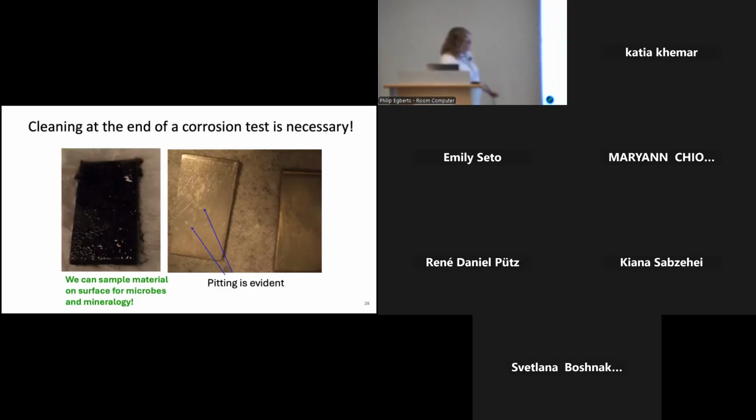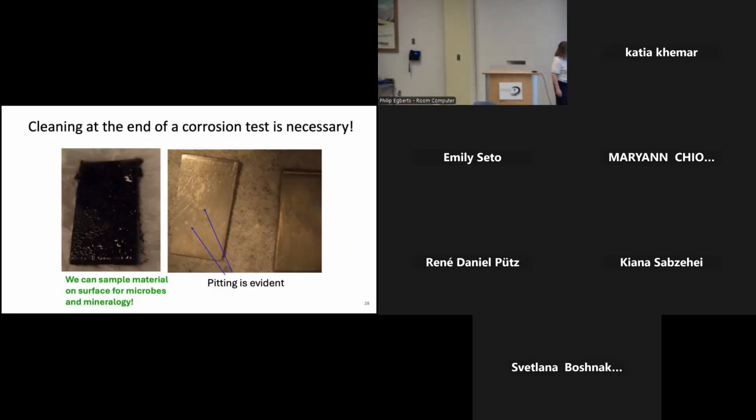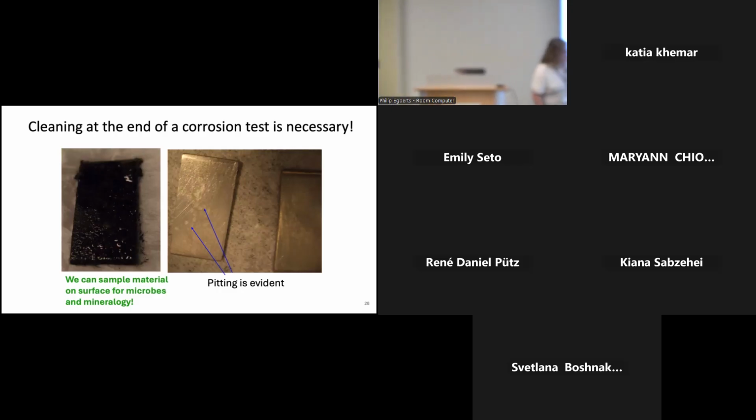Okay, so this is just an example of a coupon that came out of a sulfate reducing culture. You can see it's got some black and very, very slimy material. So we can get rid of that layer to look at the underlying metallurgy. And I know it's pretty hard to see, but there's actually some evidence of pitting on that coupon over there.